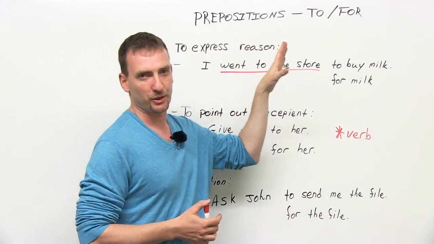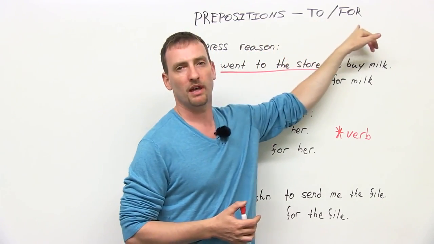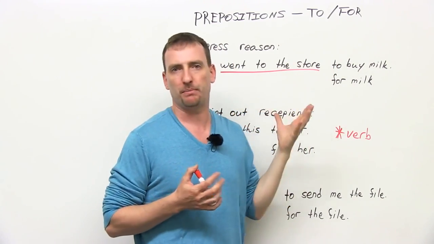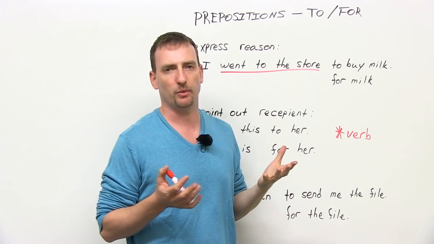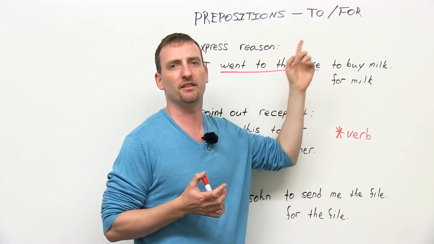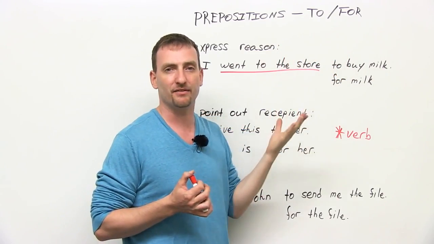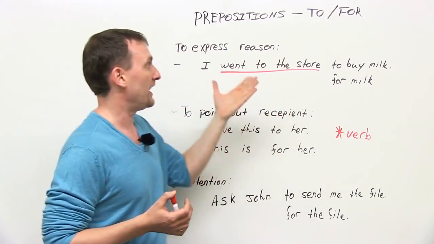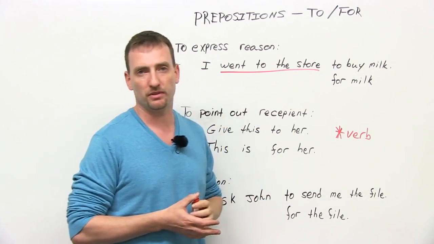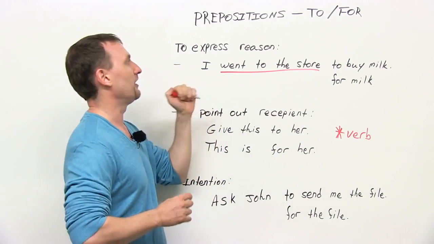Today's prepositions that we're going to look at, to and for. Now, there isn't really a set rule for these prepositions. They can be used in many different ways. What I'm going to try to show you today is when to use to instead of for, when to use for instead of to. Now, to do that, we first have to look at situations in which we use these prepositions. So let's start.